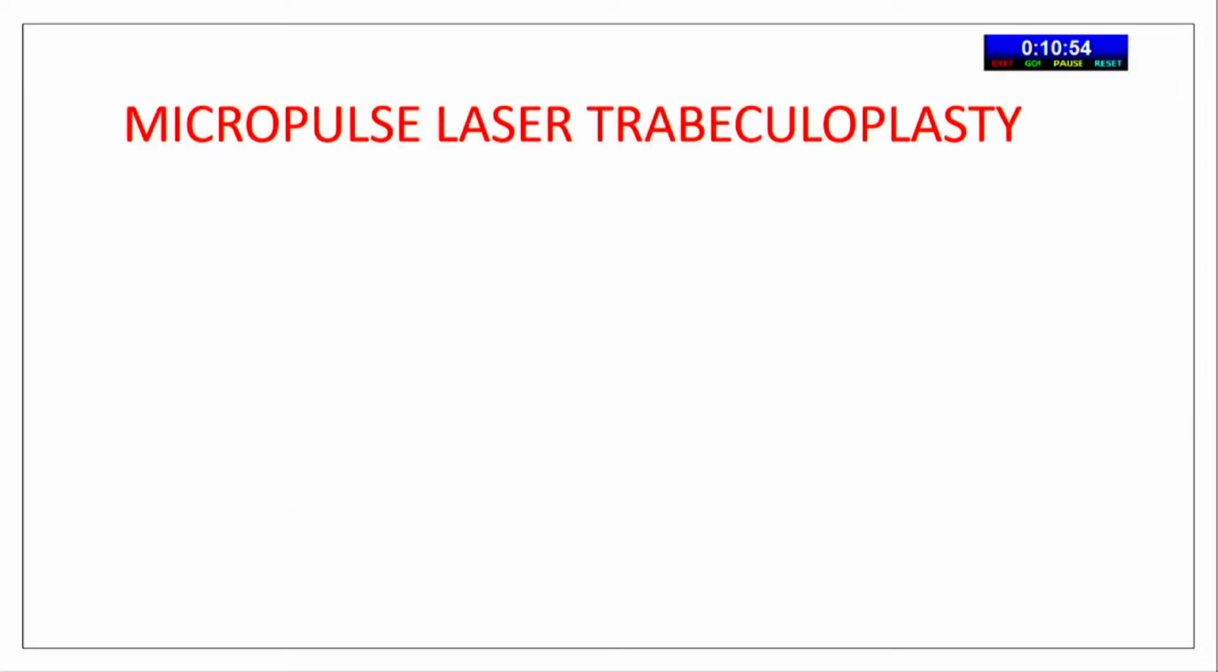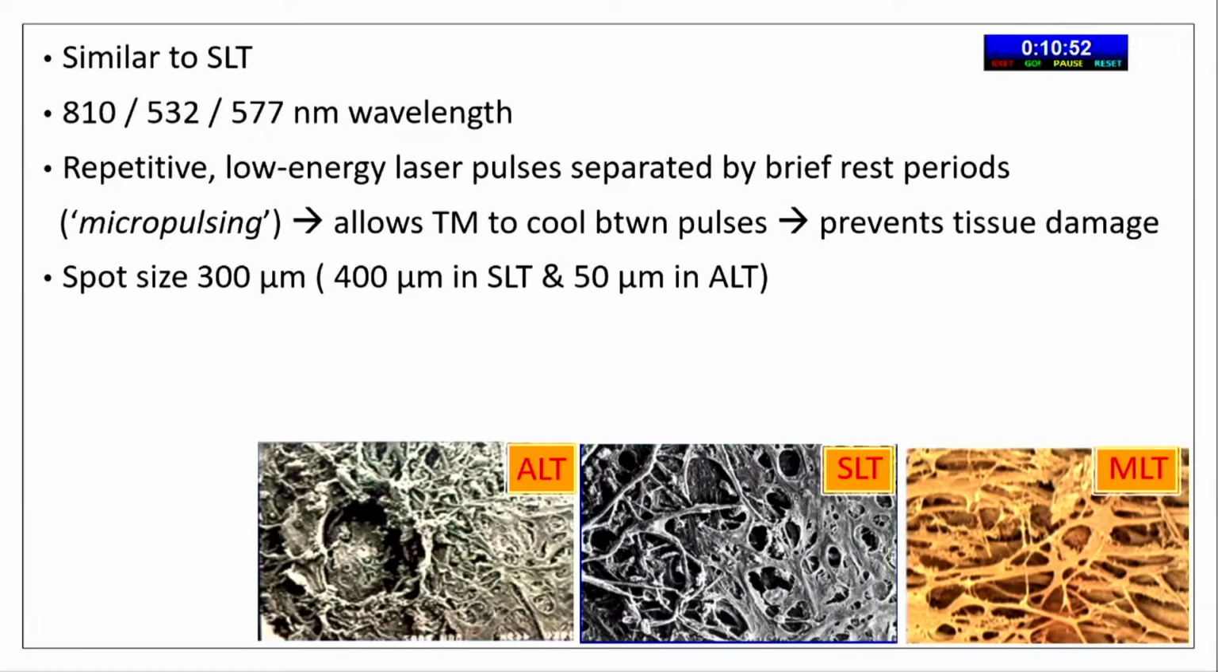In the same category, you have the micropulse laser trabeculoplasty. It is similar to SLT, but here the wavelength could be a diode, which was used earlier, and now it is the double frequency YAG, 532 or 577. Just like you have in phaco, continuous wave and pulse wave, similarly here the energy is delivered in pulses. That is, there is an on period and an off period. That off period allows the trabecular meshwork to cool down, so the damage is less.